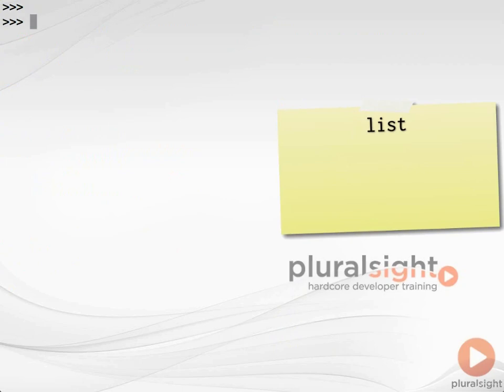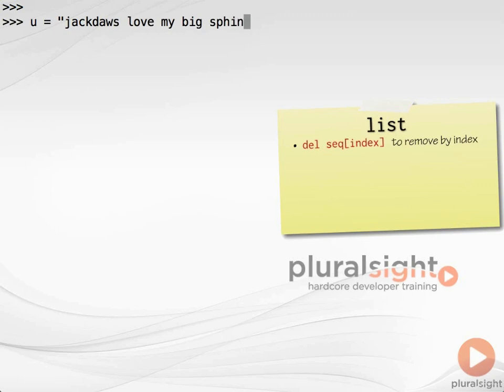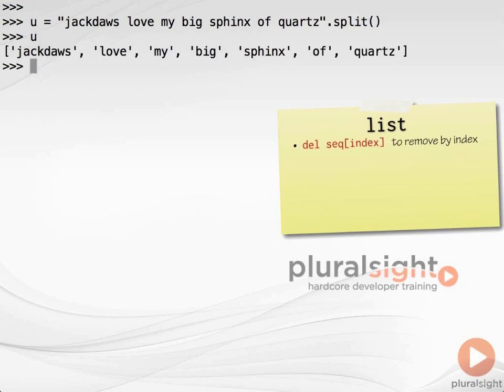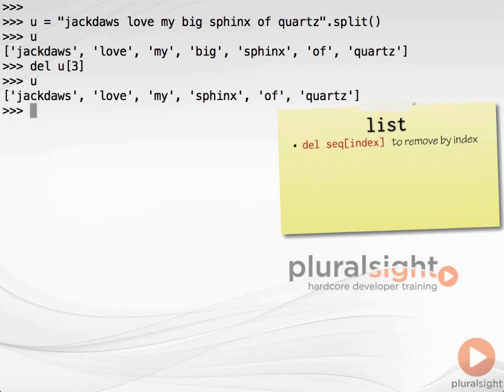Elements are removed from lists using a keyword with which we have not yet become acquainted, del. The del keyword takes a single parameter, which is a reference to a list element, and removes it from the list, shortening the list in the process. Here we make a string U containing the word "jackdaws love my big sphinx of quartz" using the string split method. We can delete the fourth element using del U[3], leaving "jackdaws love my sphinx of quartz."